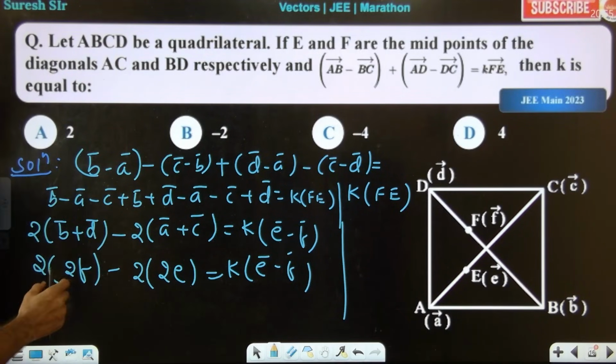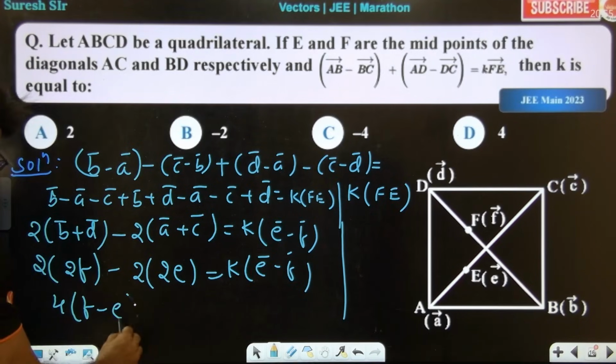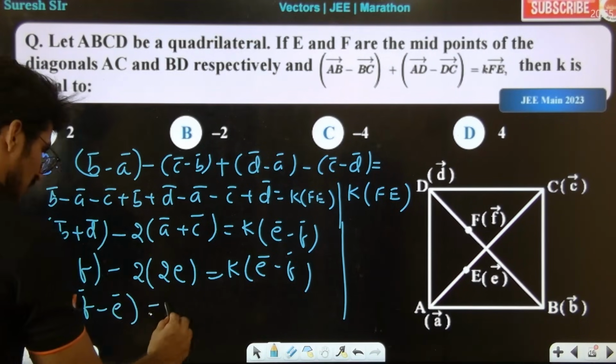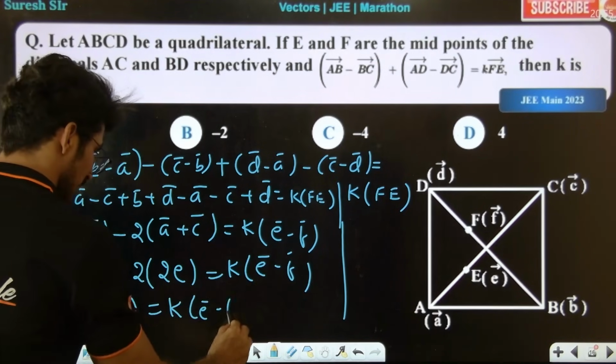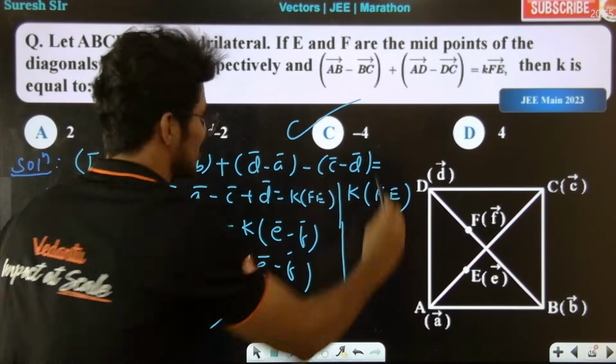Tell me here, 2 to 4, 2 to 4, take 4 common. F minus E, that is, F vector minus E vector. So it is equal to K times of E minus F. Now tell me, cancel, minus 4 comes. Minus 4, C for Chintu.